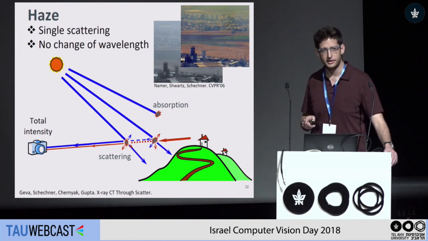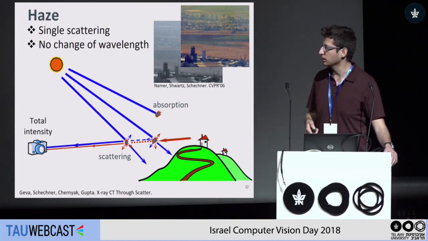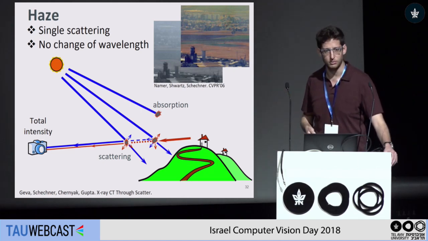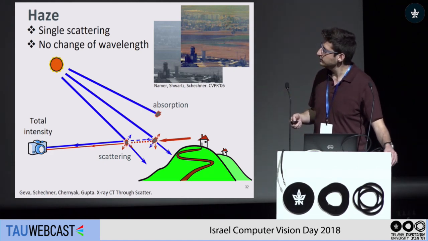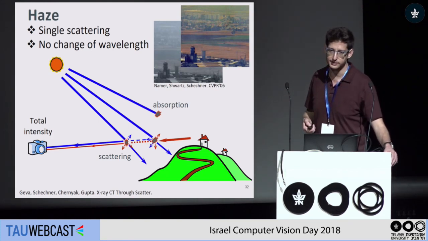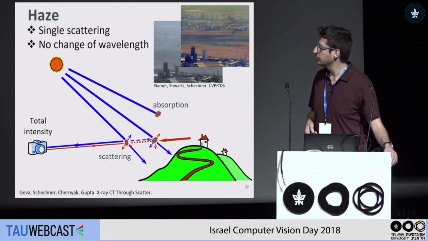There are lots of similarities between the model of dehazing and our model. Like in haze, an X-ray photon can get absorbed in the medium. Like in haze, an X-ray photon can also scatter elastically in what's called Rayleigh scattering. But there are also lots of differences.